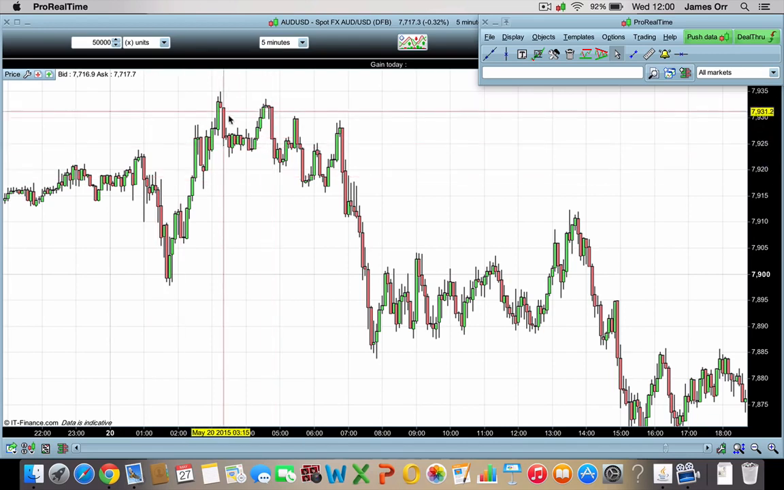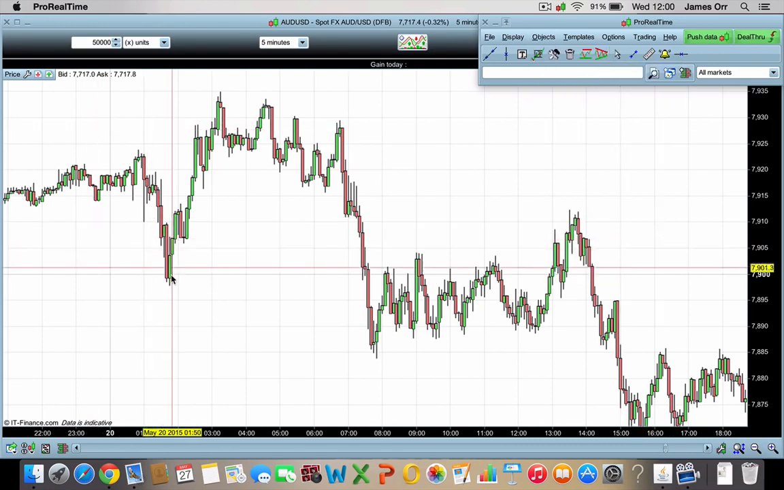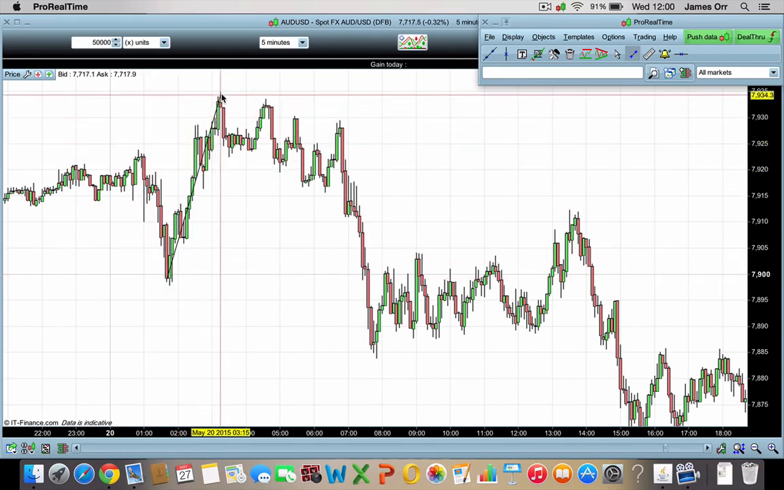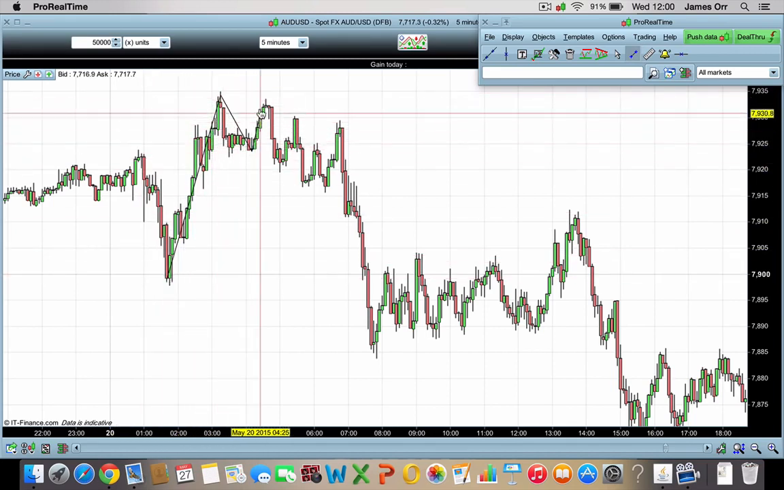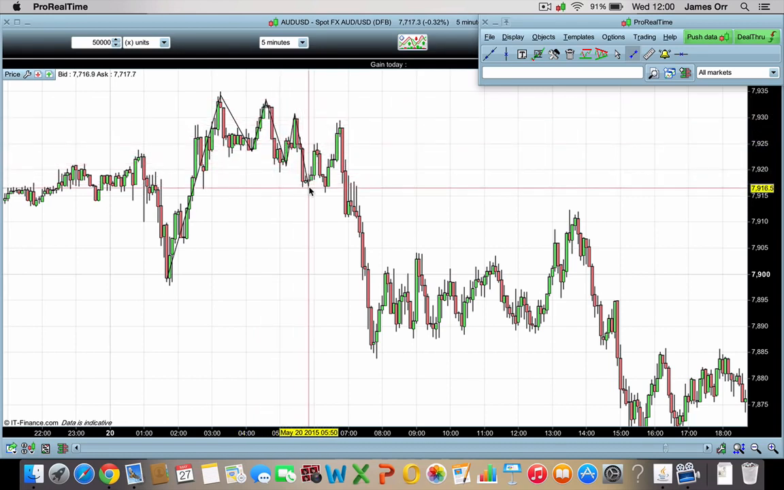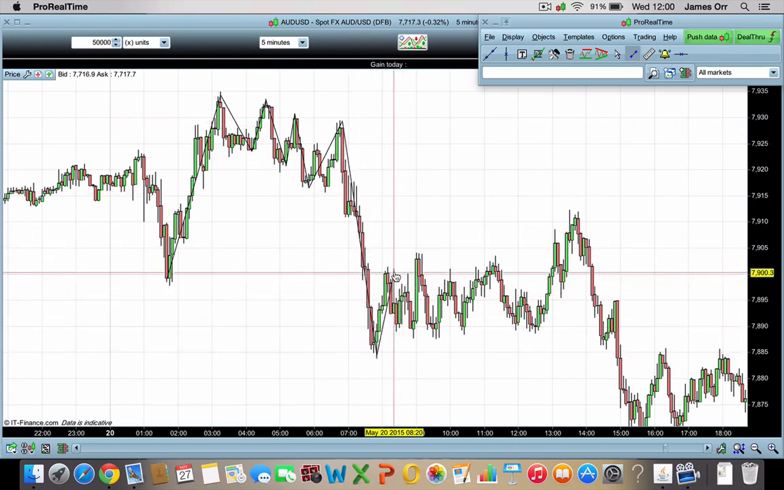So, okay, this is the 5-minute Australian dollar, US dollar, and all you need to do is take the arrow function, or if you haven't got an arrow function, you can take line function. It doesn't really matter. You can draw lines. What you're doing is you're basically tracing how the market has moved, like this. Just trace the market out. There's one there.